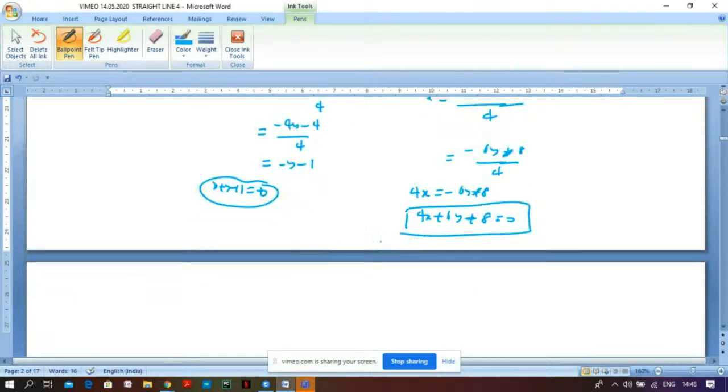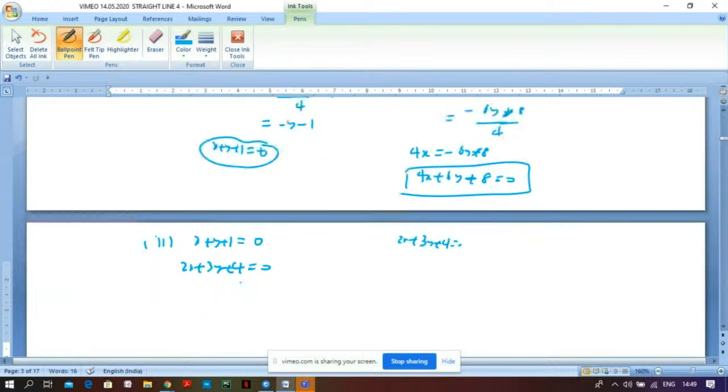Second, third, quite routine. We want to find the point of intersection. That is simply x plus y plus 1 equals 0, and 4x plus 6y plus 8, that I can write as 2x plus 3y plus 4 equal to 0. So let me write it in this way. And so I'll get x plus y plus 1 is 0, and here 2x plus 3y plus 4 is 0.